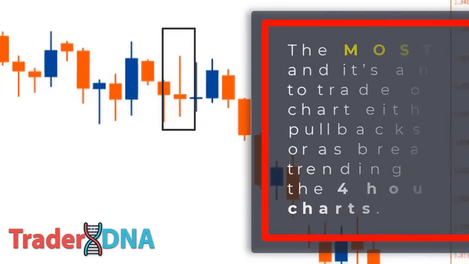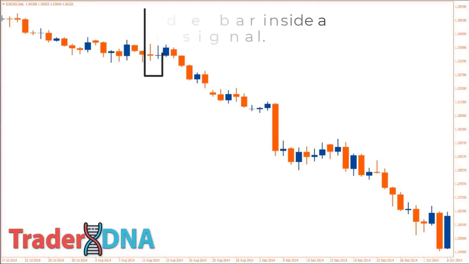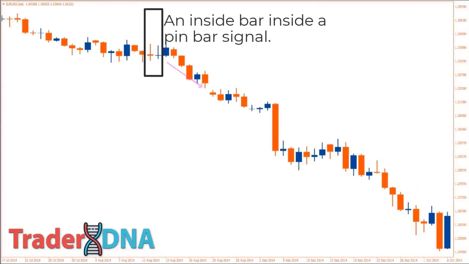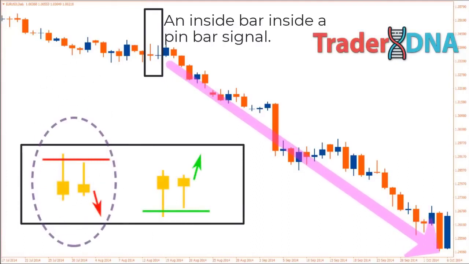The pattern in this chart could be considered the opposite of the inside pin bar. It's an inside bar inside a pin bar signal. It's relatively common to see an inside bar form within the range of a pin bar pattern. Often, a large breakout move will follow an inside bar formed within a pin bar's range. For this reason, the pin bar plus inside bar combo setup is a very potent price action trading pattern.